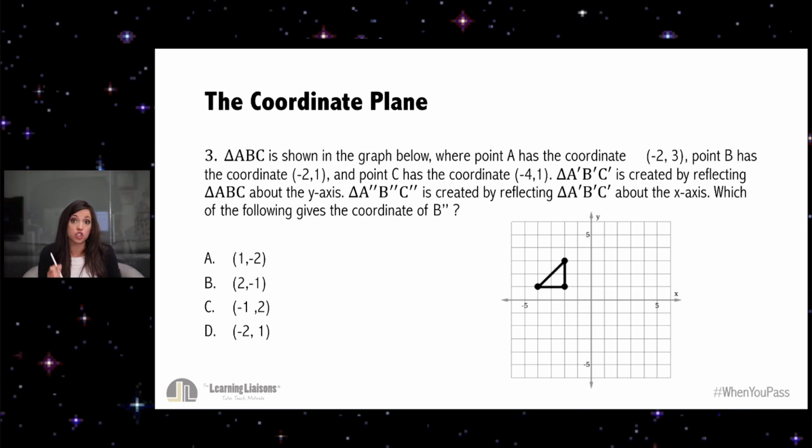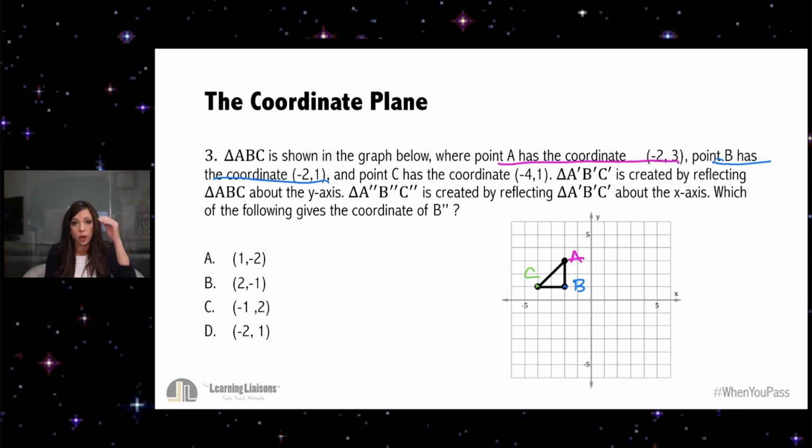So they've already drawn triangle ABC for us. And I'm actually going to label A, B, and C so that when we start to flip this triangle around, we can see where we're going. So it says A has the coordinate negative 2, 3. So over negative 2, up 1, 2, 3. That's point A. Then point B has the coordinate negative 2, 1. So over negative 2, up 1. That's point B. Point C has the coordinate negative 4, 1. So we're going to go over negative 4, 1, 2, 3, 4, up 1. And that's point C.